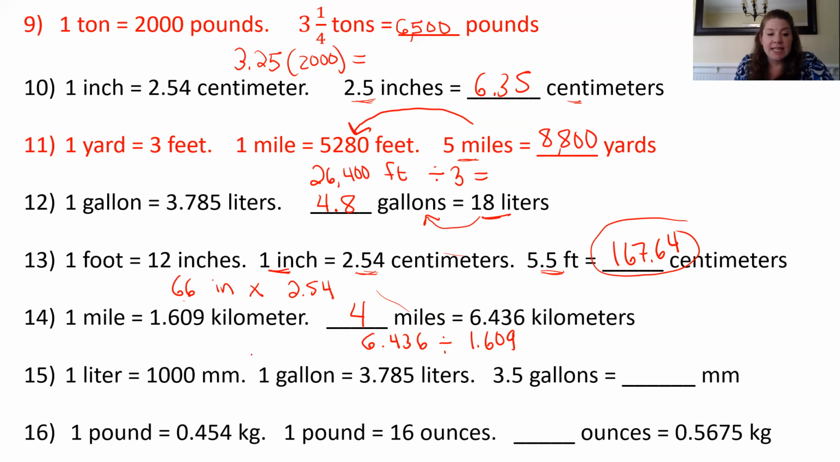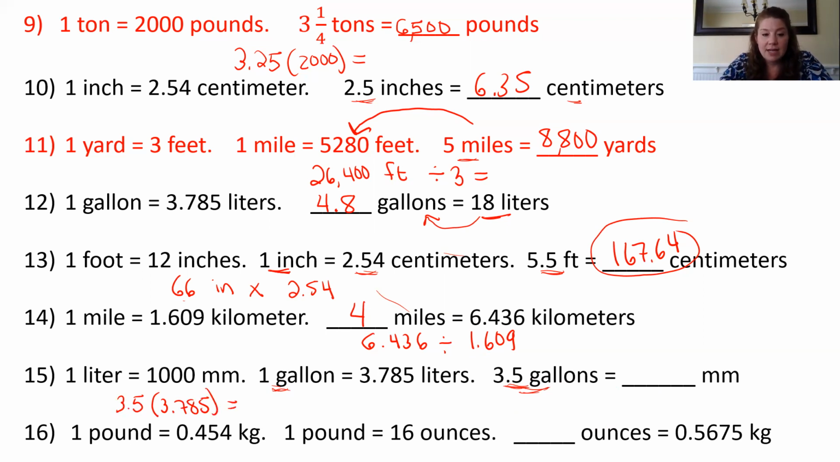All right, number 15, 1 liter is 1,000 milliliters. 1 gallon is 3.785 liters. What if I have 3.5 gallons? I want to know how many milliliters that is. So the first thing I'm going to do is figure out how many liters this is. Well, I have 3.5 gallons, so I'm going to multiply 3.5 times 3.785. So what is that?